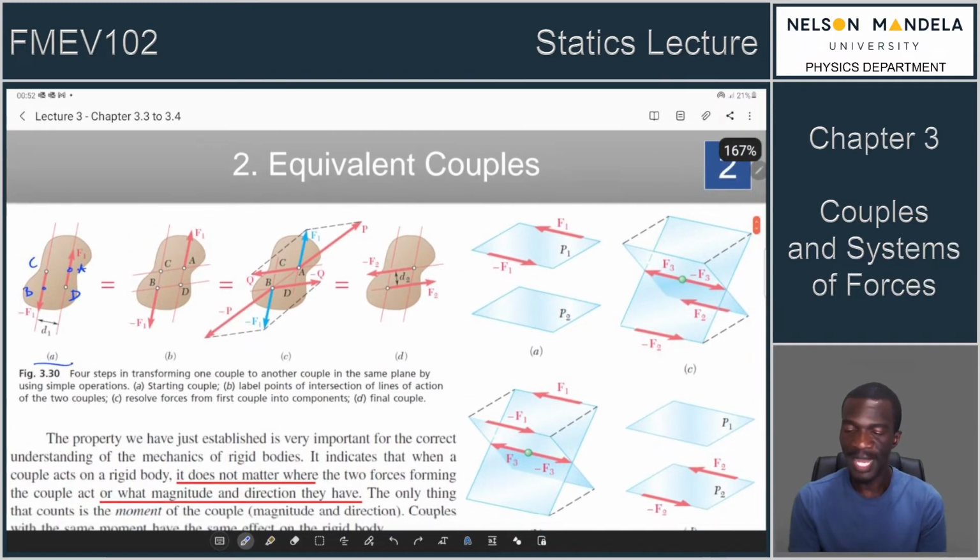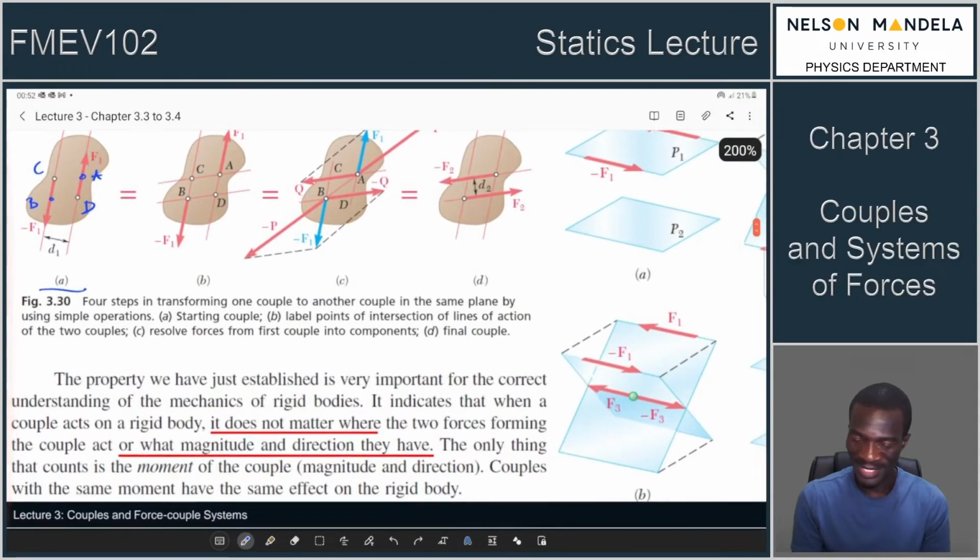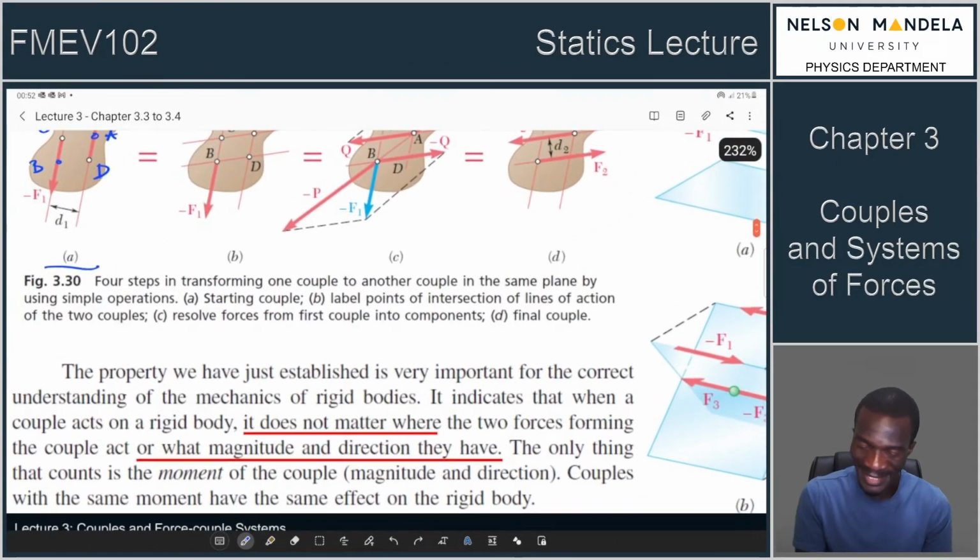So these are equivalent couples. So in the end, you will notice the following: it does not matter where the two forces forming the couple act or what magnitude or direction they have. As long as these forces are a couple, it doesn't matter where they are forming the couple.